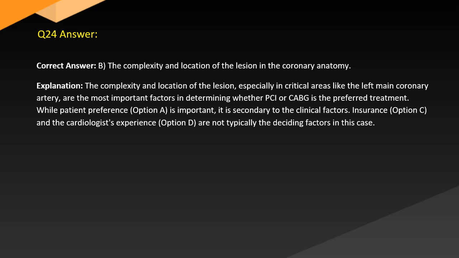Answer. Correct answer. B. The complexity and location of the lesion in the coronary anatomy. Explanation. The complexity and location of the lesion, especially in critical areas like the left main coronary artery, are the most important factors in determining whether PCI or CABG is the preferred treatment. While patient preference, option A, is important, it is secondary to the clinical factors. Insurance, option C, and the cardiologist's experience, option D, are not typically the deciding factors in this case.